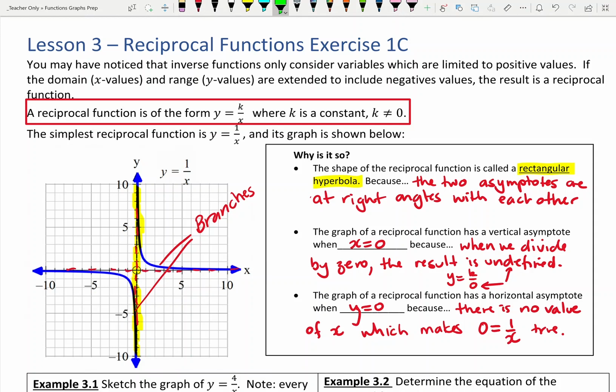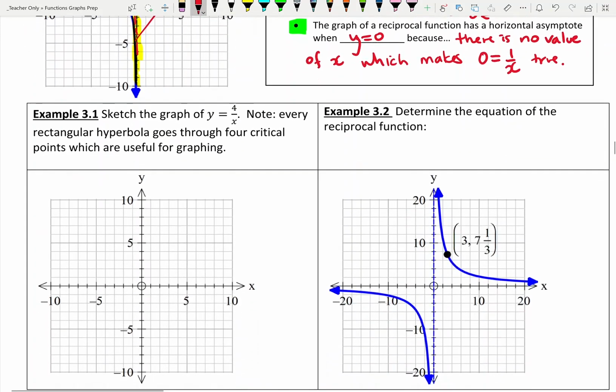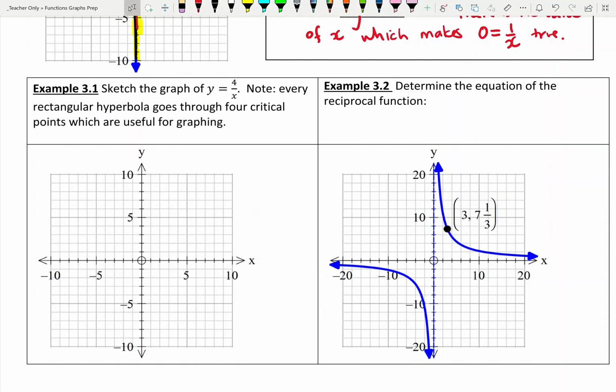I'll mark it in green. So this one's in green and vertical is in yellow. And you can see that they form a right angle because they are in fact the y and x axes. Let's have a look at a couple of examples in the next video.